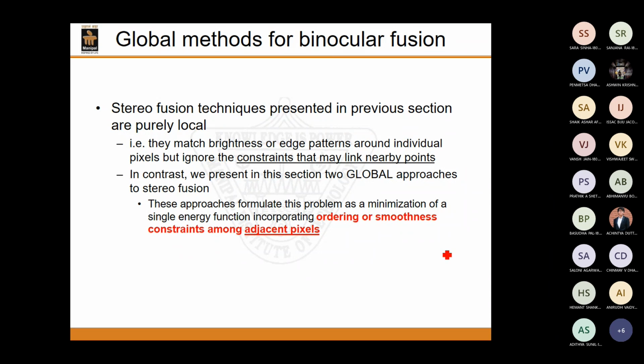So for this, we incorporate certain constraints, which are called the ordering constraint or the smoothness constraint among adjacent pixels. We'll see what that is.